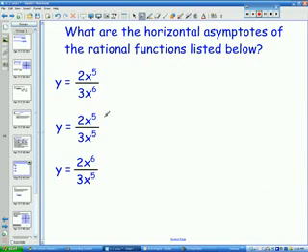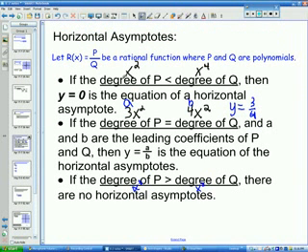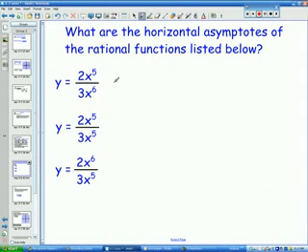Let's do it right now. So here, the degree of the top is smaller than the degree of the bottom. And if we look at the previous slide, when the degree of the top was smaller than the degree of the bottom, then y equals 0 is the equation of the horizontal asymptote. So, what's the horizontal asymptote of this? It would be y equals 0.